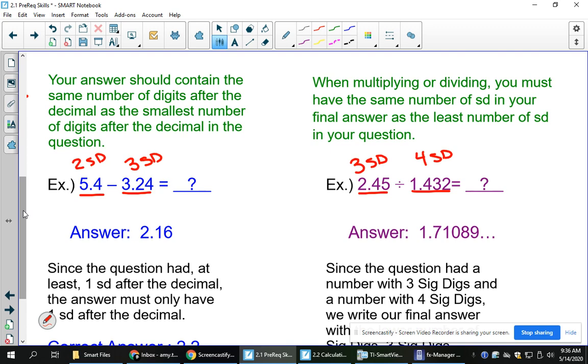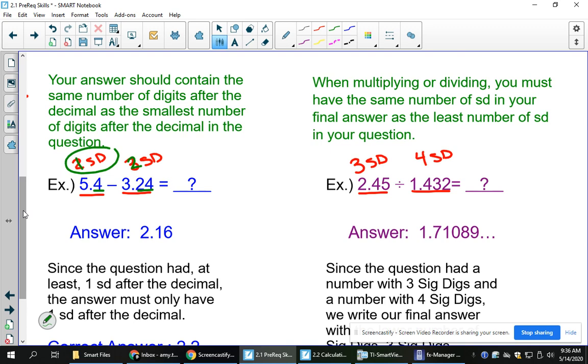Now, the adding and subtracting rule is a little bit different. You only count the sig-digs after the decimal. So this one would actually have 1 after the decimal and 2 after the decimal. Any sig-dig rule talks about how you can only be as accurate as your least accurate number. So the least accurate number we have is the 1 sig-dig. So that means we would write our answer with 1 sig-dig with the multiplication rule.